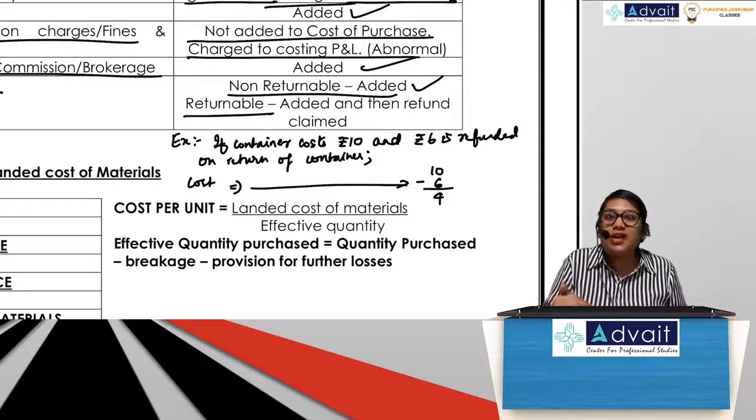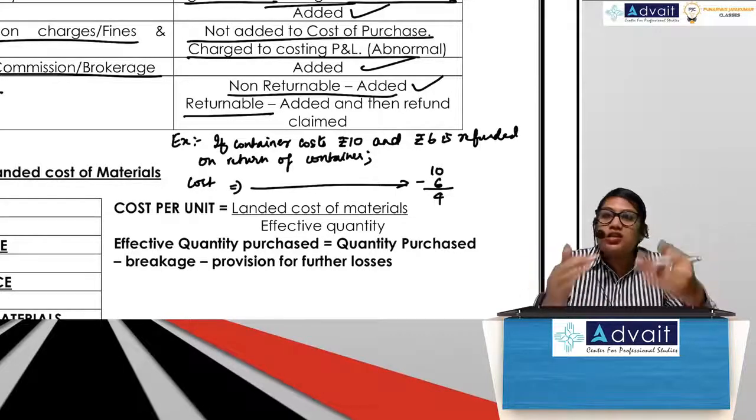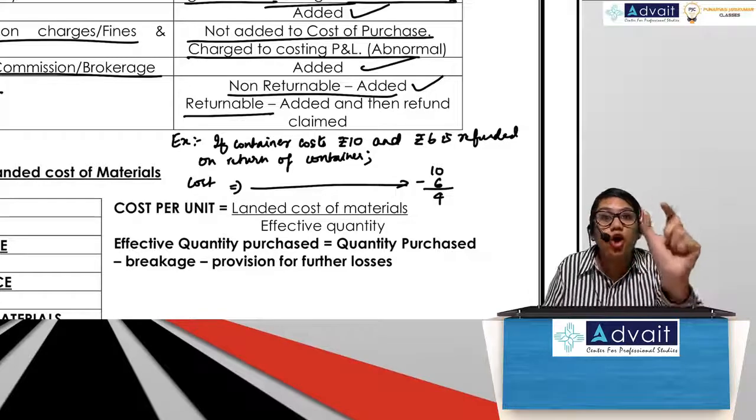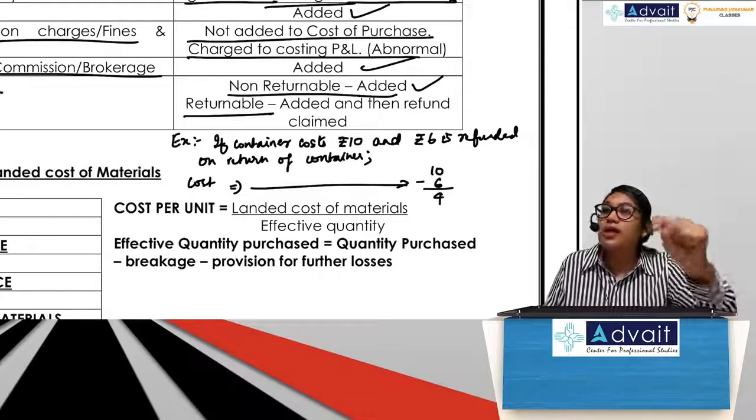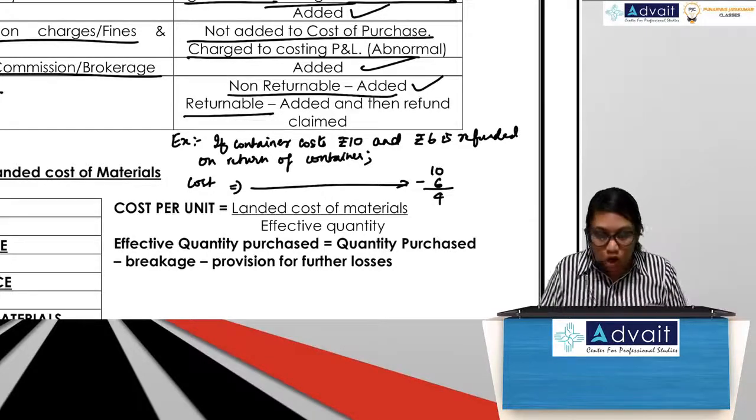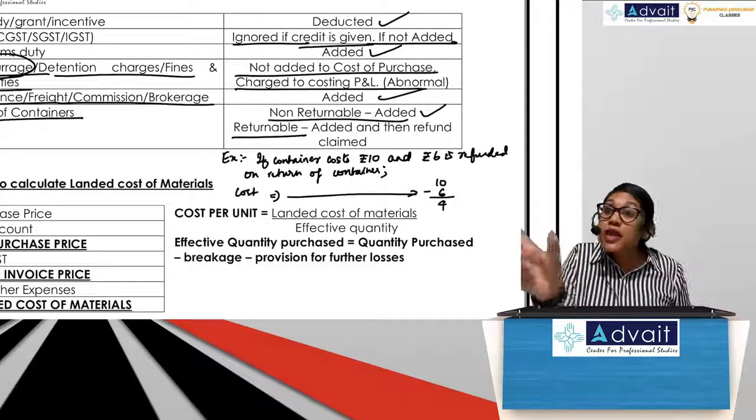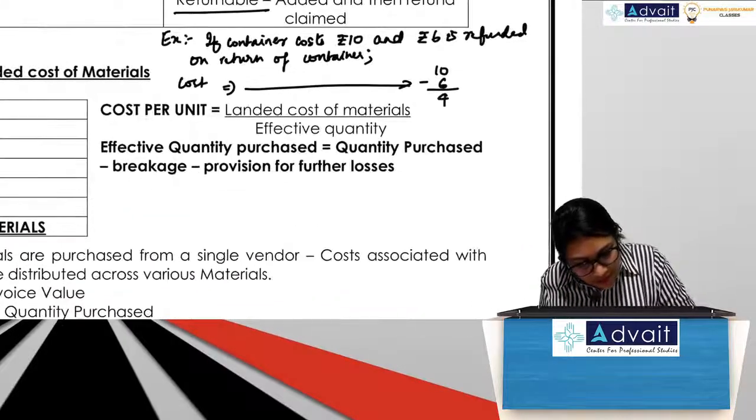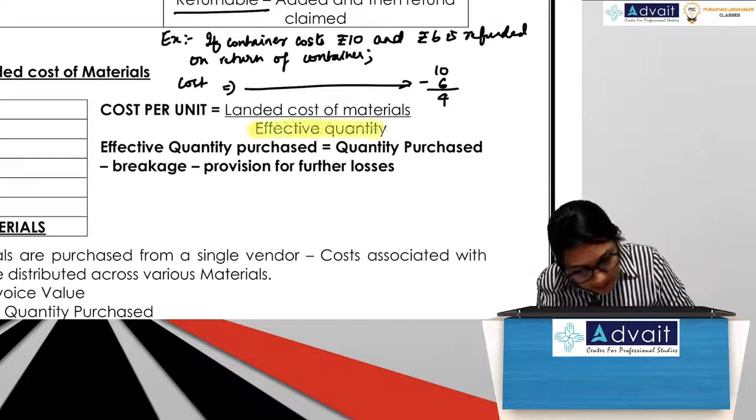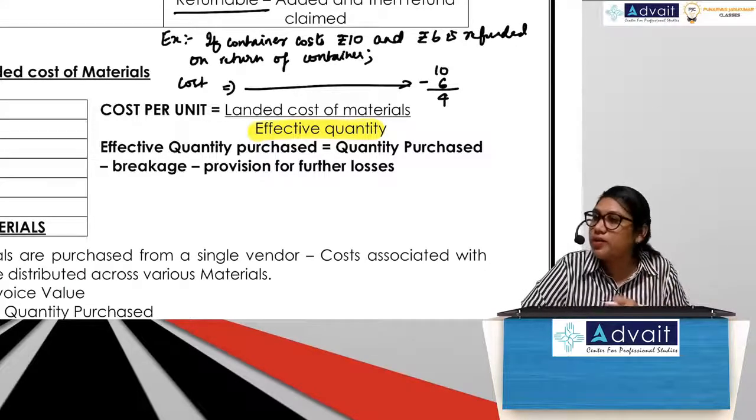So now the next thing is to calculate my total number of units. Only then I will take landed cost divided by the total number of units and I will get my cost per unit. That cost per unit is called stock rate, which I will be charging in my stores ledger. Correct? So now landed cost I have got. Now the question is how to calculate those number of units. Those number of units are called effective quantity purchased. So how do you calculate this effective quantity purchased?